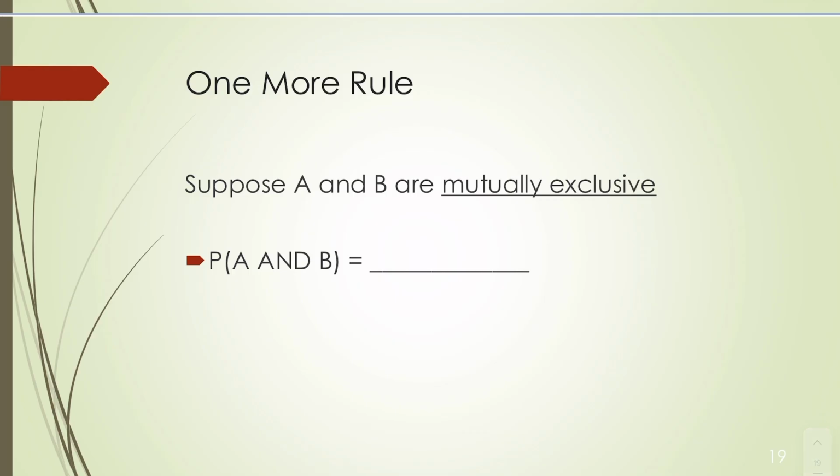Okay, one more rule. Suppose A and B are mutually exclusive. So they cannot happen at the same time. What's the probability of A and B both happening at the same time? The answer to that is 0. They cannot happen at the same time.